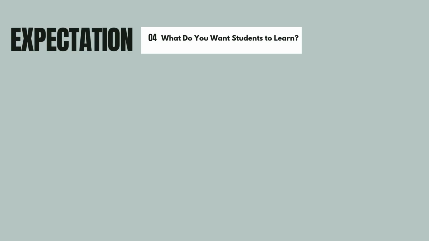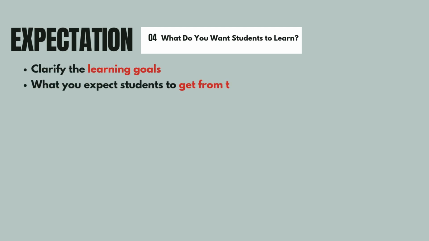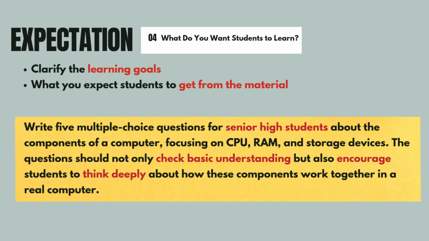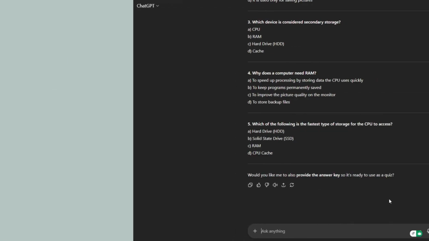Let's talk about the expectation. What do you want students to learn? Tell the AI your learning goals or what you expect students to get from the material. In this example, we not only provide the expectation, that the questions should check students' basic understanding and encourage them to think deeply, but also provide the background info. These questions are for senior high students.